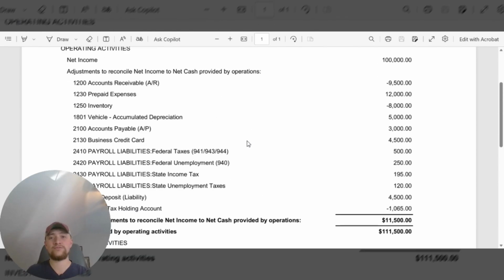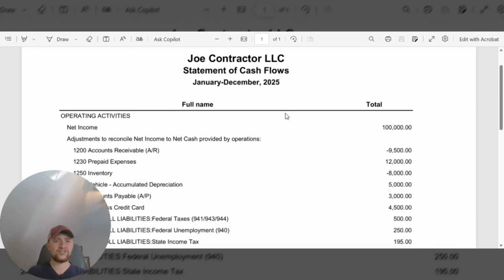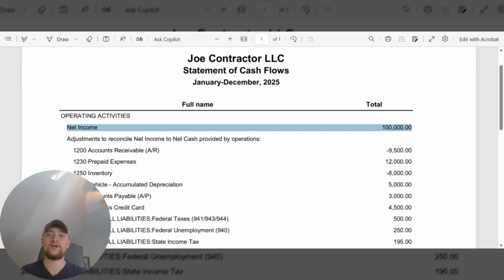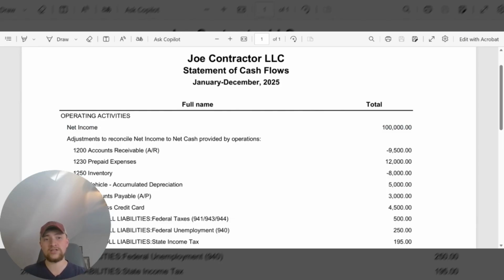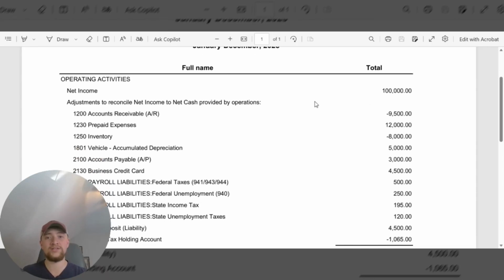So let's jump back up to the top here and briefly go through line by line what's going on. It starts at the top with net income. We can see that right here. Joe Contractor had $100,000 of net income for 2025. And this is pulling directly from the profit and loss statement. But what he doesn't realize is his profit and loss statement is not directly tied to cash. It's not showing the full picture.